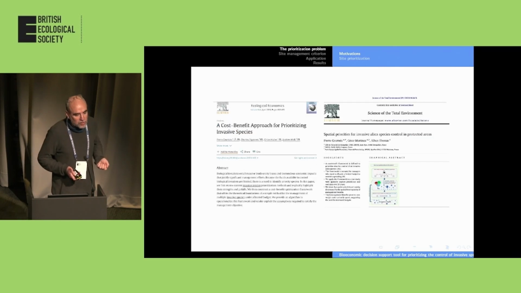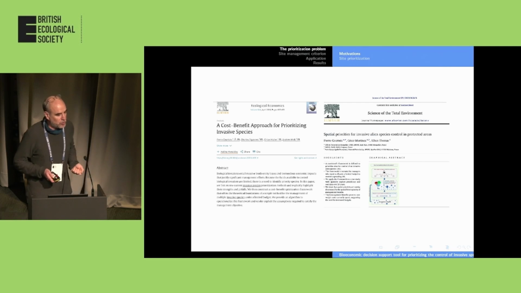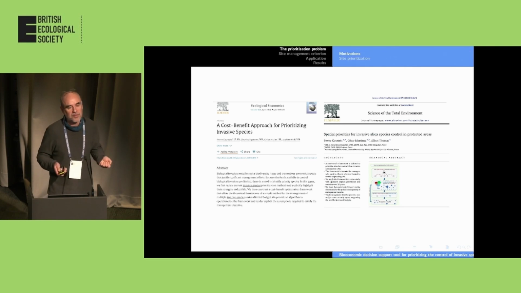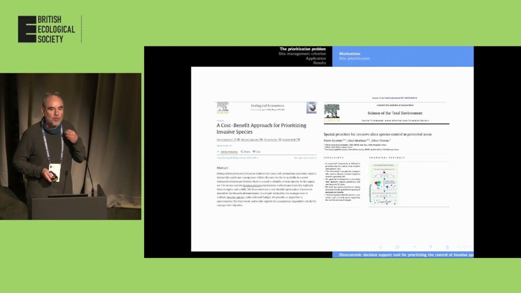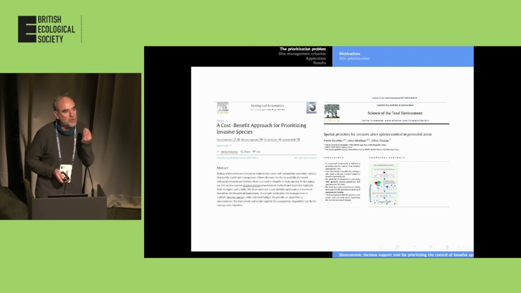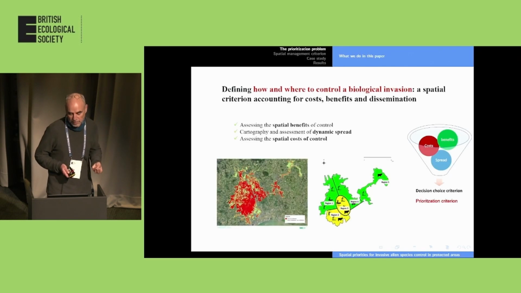I focused on two kinds of prioritization protocols. The first is on species, and the second is on sites. The two are quite related in their philosophy, so I just focus on presenting you the site idea, just to give you a flavor of what an economist can do about all this.